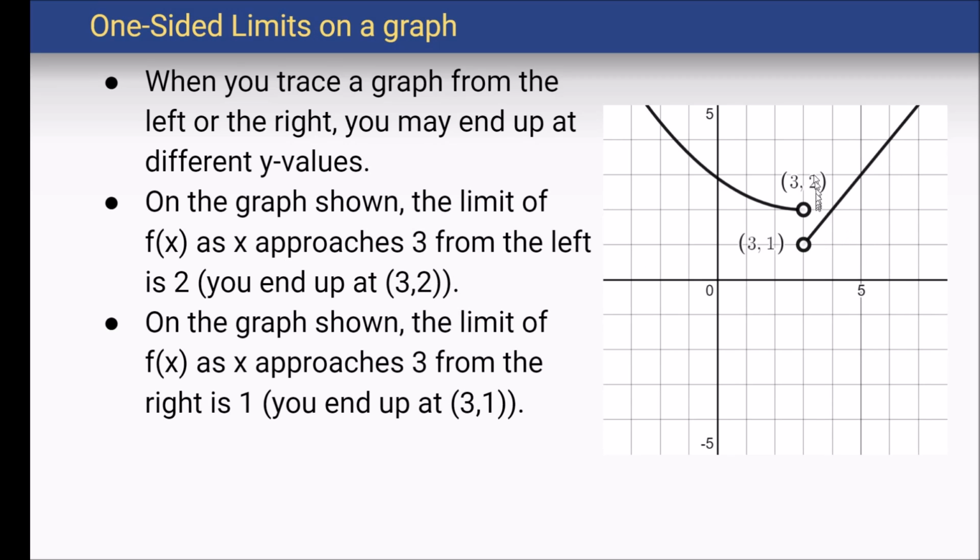Now on the right, if you're on the right side of x equals 3, then you're in this piece of the curve. If you start here and trace towards x equals 3, following the curve, you end up down here at 3, 1. The y value is 1. So we would say on the graph, the limit of f of x as x approaches 3 from the right is 1. On the left side, you end up here at a y value of 2. On the right side, you end up down here at a y value of 1. And those are what we call one-sided limits.